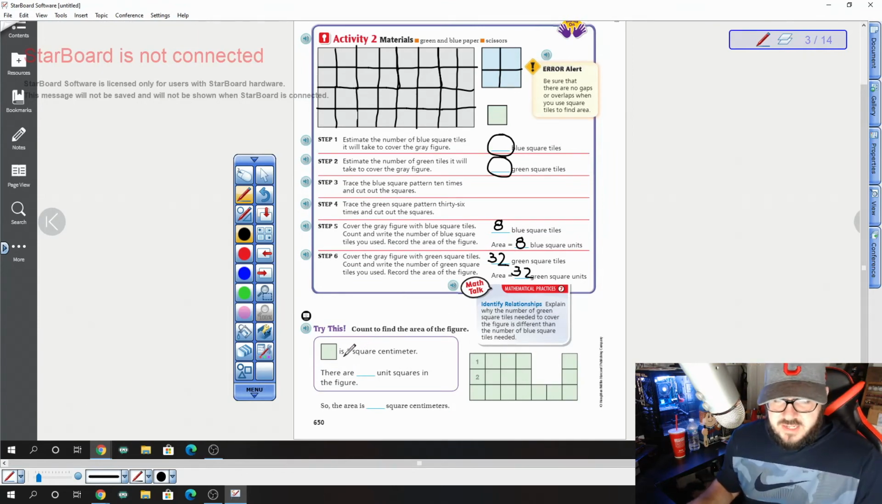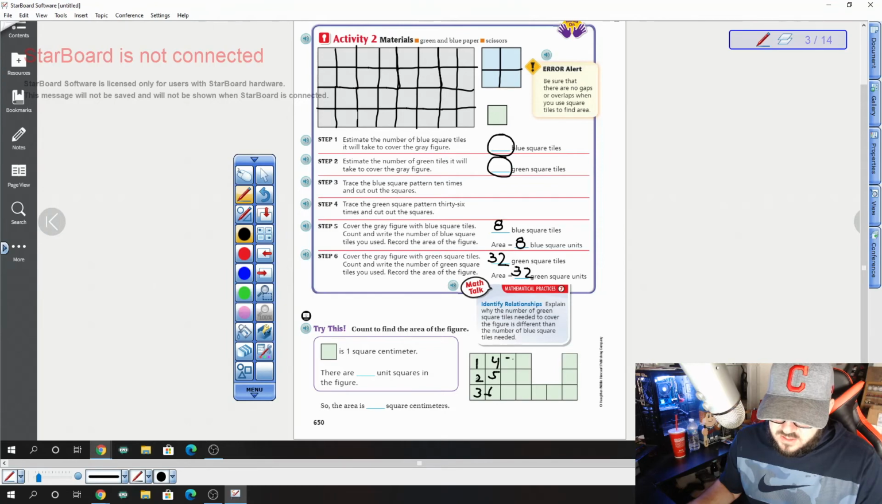Our next question says, count to find the area of the figure. So each square is 1 square centimeter. There are blank unit squares in the figure. So we're going to count. They already started for us. 1, 2, 3, 4, 5, 6, 7, 8, 9, 10, 11, 12, 13, 14, 15, 16, 17. 17 unit squares, so our area is 17 square centimeters.